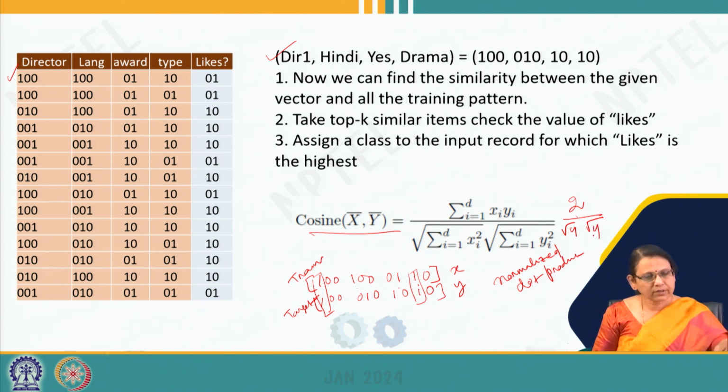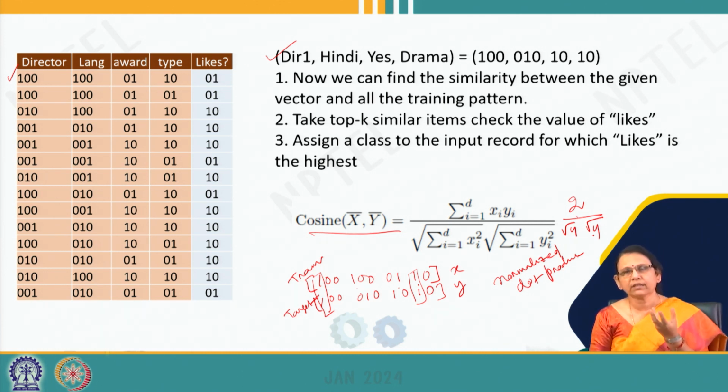Similarly, with respect to each record you will be computing the similarity, you will find some values, and out of those similarities you will be choosing the top k, and within that set of top k you will be counting how many yes and how many no, that is, likes. If more of them are yes, then you say this item will be recommended, otherwise it is not.